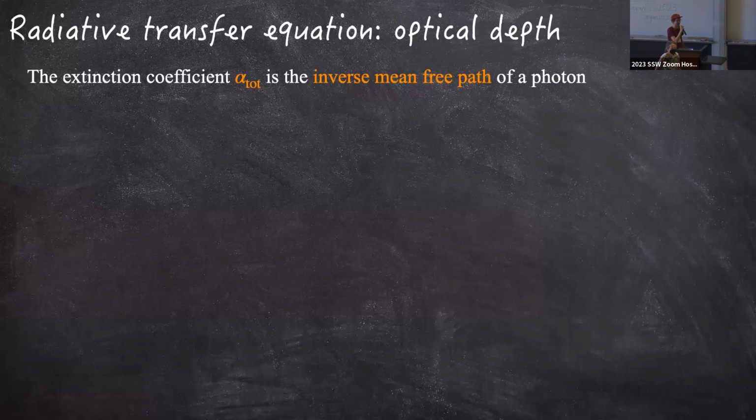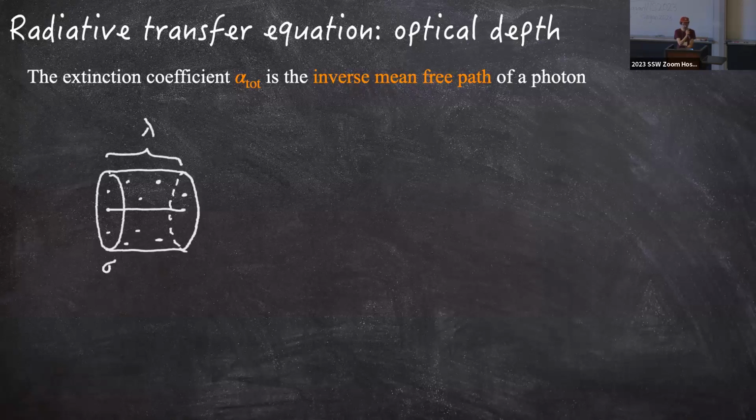Okay, so the extinction coefficient is just the inverse mean free path. And we want to go to the so-called quantity of optical depth, which is distance in units of mean free path. So what is a mean free path again? Imagine you have a photon traveling over a length lambda, and there's a cross section of interacting with particles in the medium. So if the photon travels a distance lambda, it will carve out this volume here, sigma times lambda, and these dots here are the particles that it can interact with.